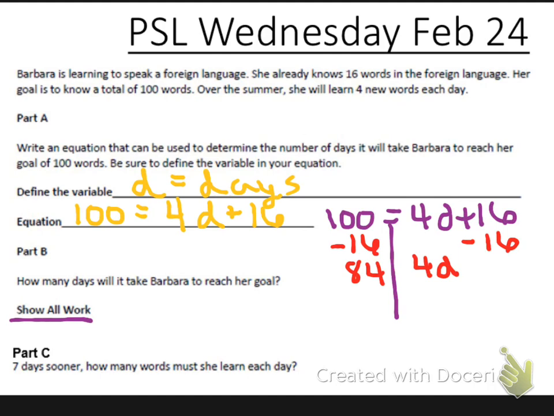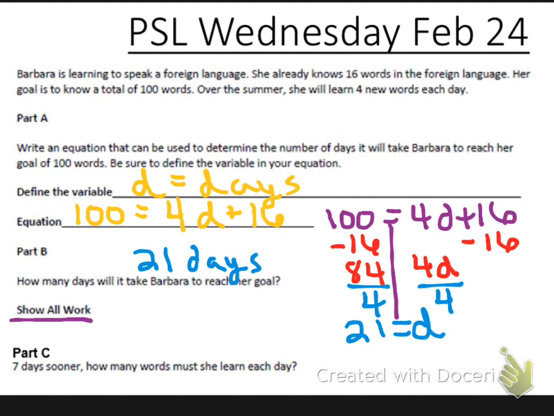Now our next step is to get rid of whatever is being multiplied or divided. Remember, when there is no sign in between the coefficient, the number, and the variable, the letter, then you know that it's multiplication. So we've got 4 times D is what this is telling us. The opposite of multiplying is, of course, dividing. So we're going to divide by 4. And again, whatever you do to one side, do to the other. And so the 4s are going to cancel out, and you're going to have D equal to 21. So how many days will it take Barbara to reach her goal? 21 days.